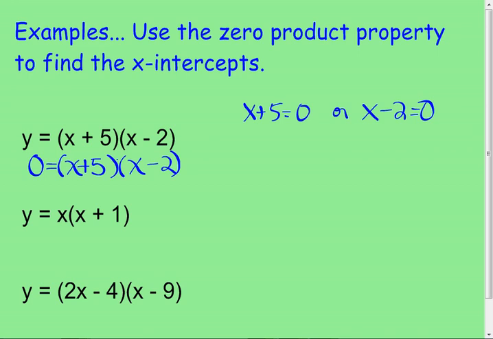Probably way more sophisticated than this. My daughter in college had to do that. She had to factor x squared minus 1. No, she was in third year calculus.